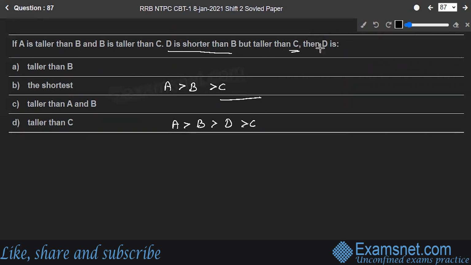Okay. Now, then D is what? Taller than B? No, D is shorter than B. Shortest? No, C is shortest. Taller than A and B? No, it's shorter than A and B. Taller than C? Yes, this is true. Taller than C, this is true. So we have option D as the answer to this question.